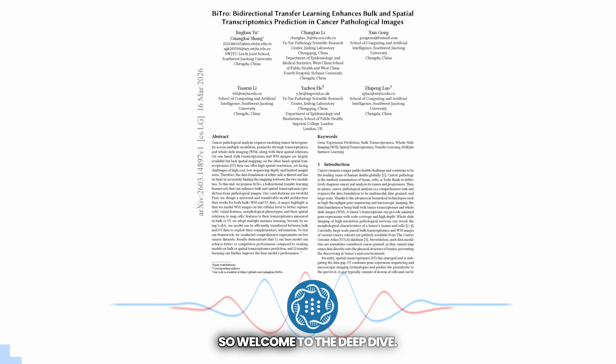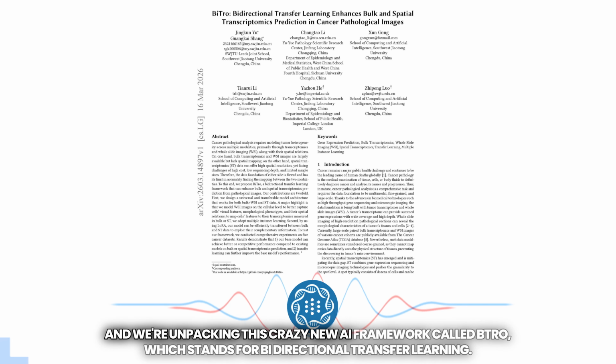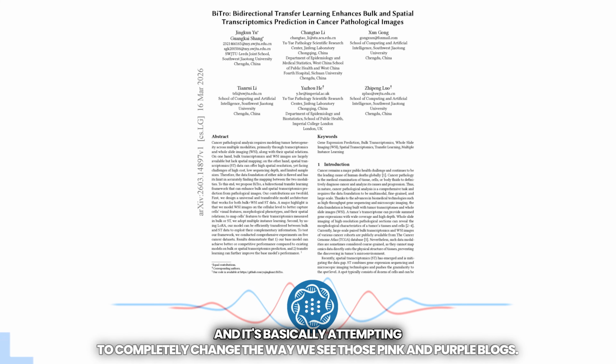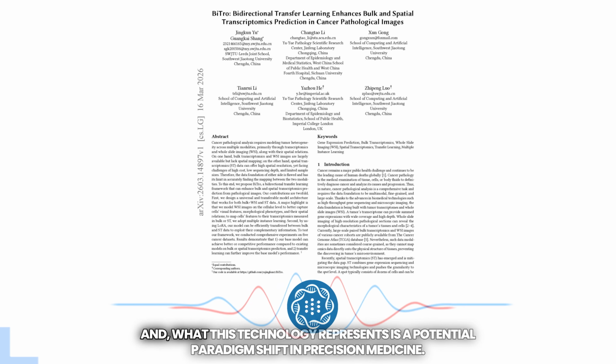It is. So welcome to the deep dive. Today, for you listening, we are exploring a massive data dilemma in the world of cancer pathology. And we're unpacking this crazy new AI framework called BiTro. Which stands for bidirectional transfer learning. Right, and it's basically attempting to completely change the way we see those pink and purple blobs. It is. We're looking at a fascinating research paper today, and what this technology represents is a potential paradigm shift in precision medicine. Yeah, big time.